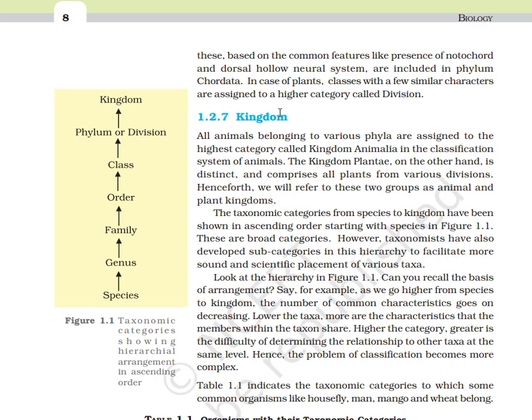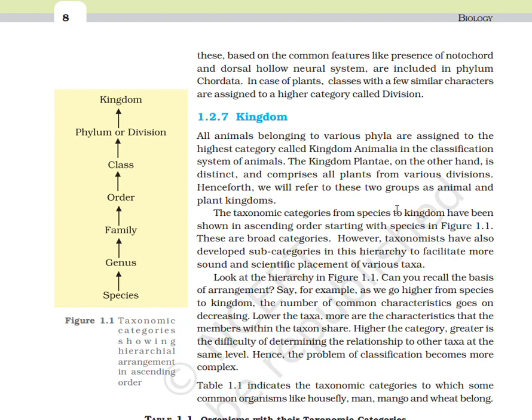Kingdom. All animals belonging to various phyla are assigned to the highest category called kingdom Animalia in the classification system of animals. The kingdom Plantae, on the other hand, is distinct and comprises all plants from various divisions. Henceforth, we will refer to these two groups as animal and plant kingdoms.